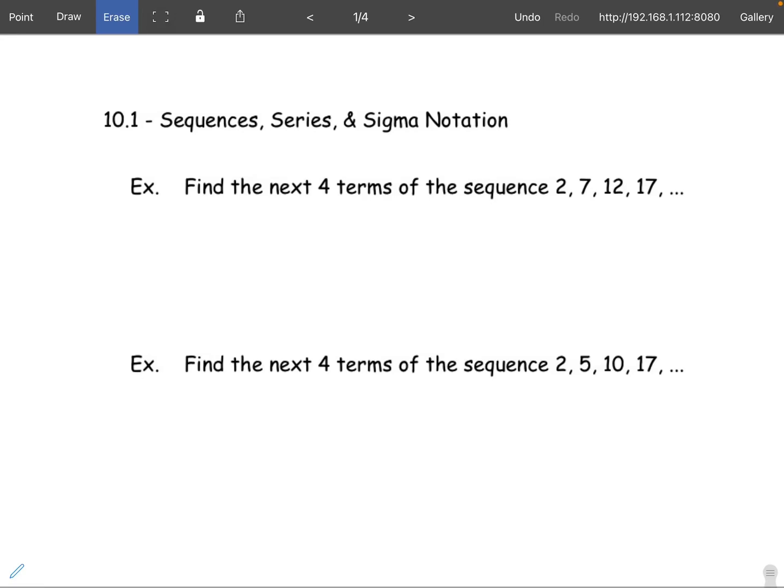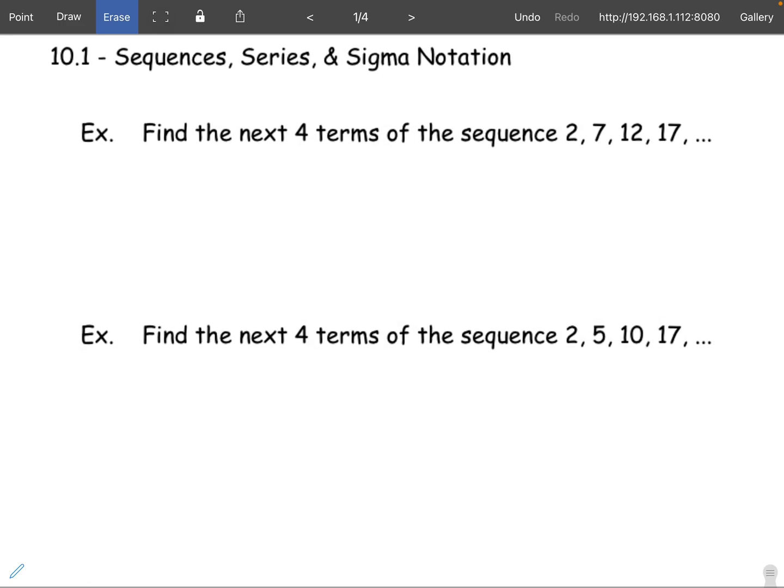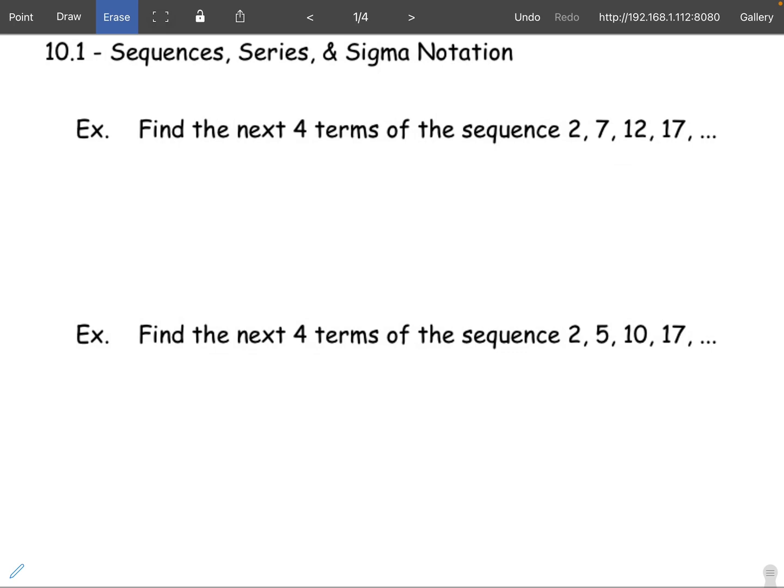All right, today we're going to start chapter 10, and 10.1 is over sequences, series, and sigma notation. So these are going to be just general sequences and series. Over the next couple of days, we'll look at specific types of sequences and series, but today will just be general. So for this first example, it wants us to find the next four terms of the sequence 2, 7, 12, 17, and then find the next four numbers.